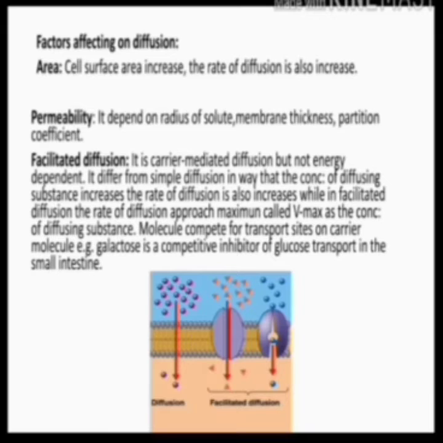At a certain point it becomes uniform. Suppose we have 10 solute molecules and 10 carrier proteins. Then all the carrier proteins are busy transporting all 10 solute molecules. We add another 10 solute molecules. No single carrier protein is free to transport the other solute. That's why at a certain point the rate of diffusion becomes uniform.